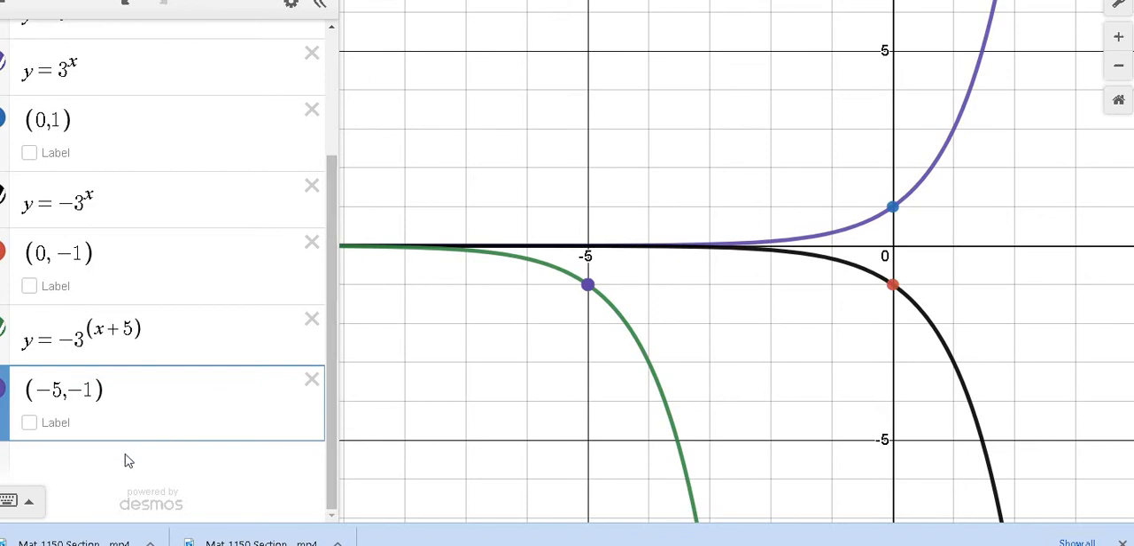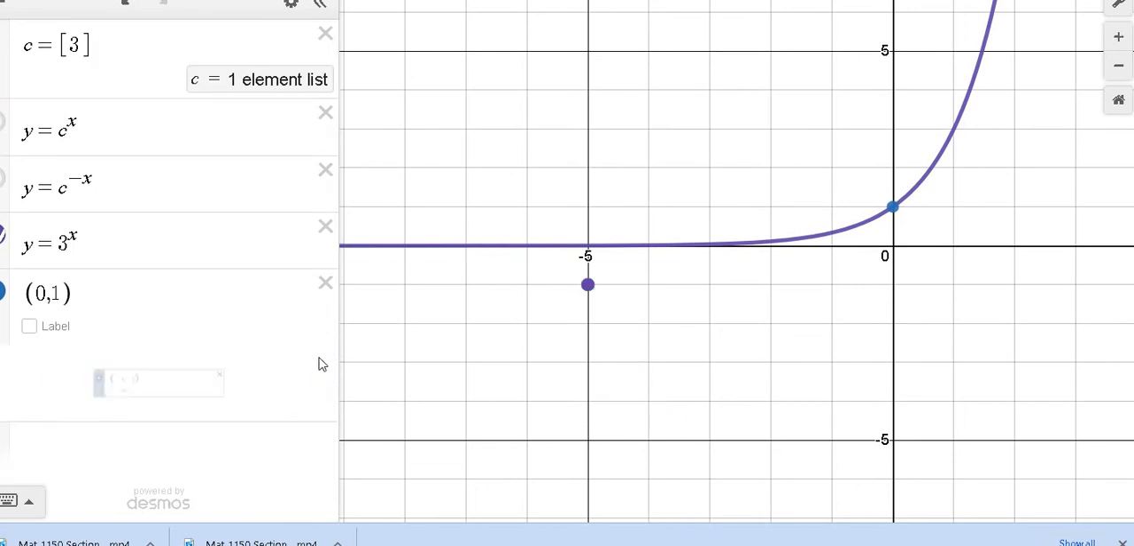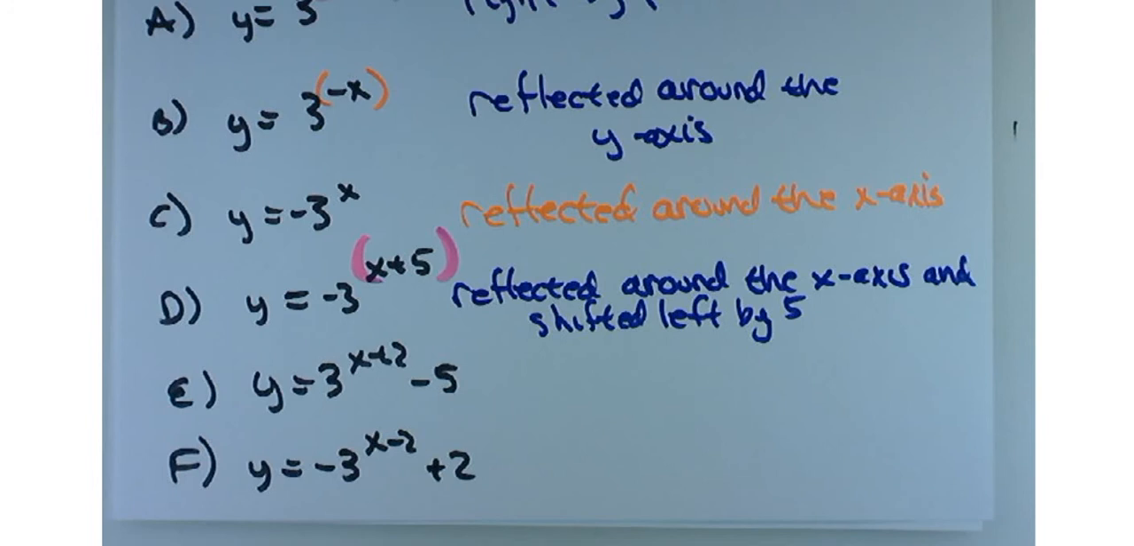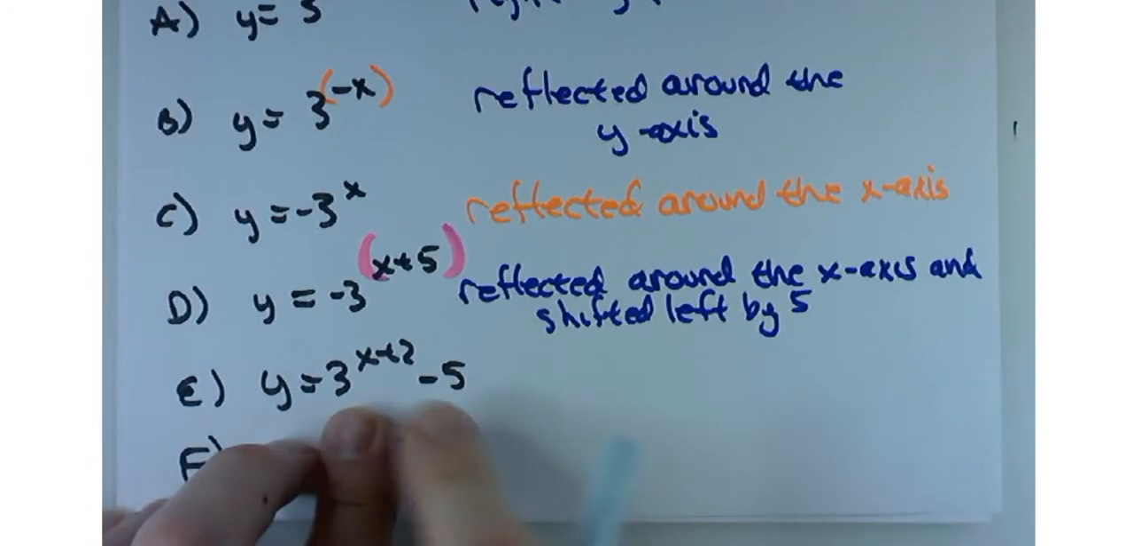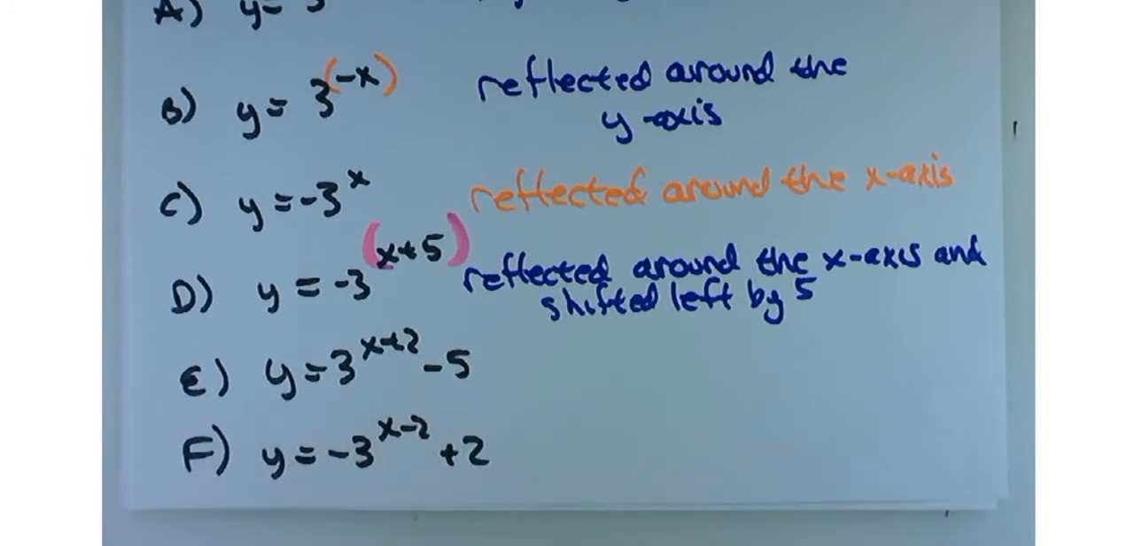Let's try a couple more here. So let me get rid of some of these. Let's get rid of that one, that one, that one, and that one. And look back here. f of x is 3 to the x plus 2 minus 5. So again, a couple things going on with this graph.